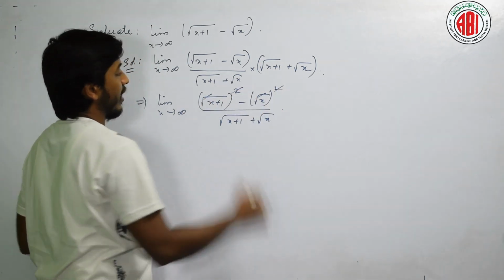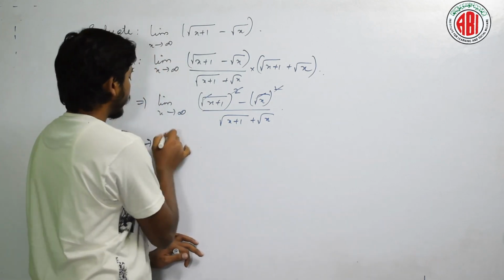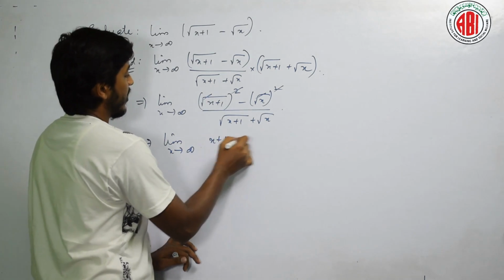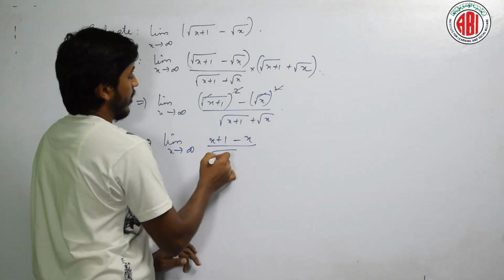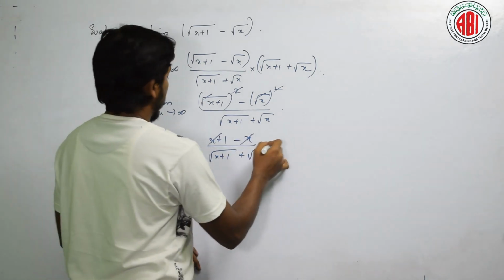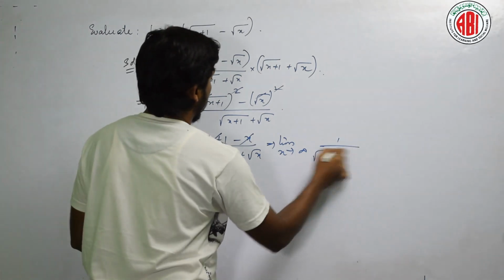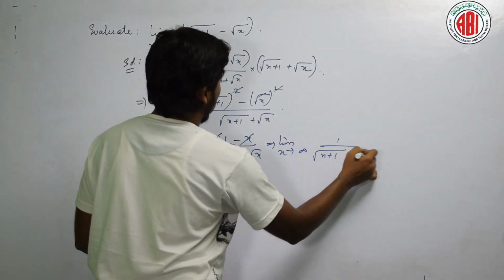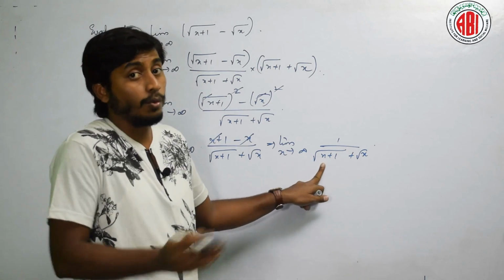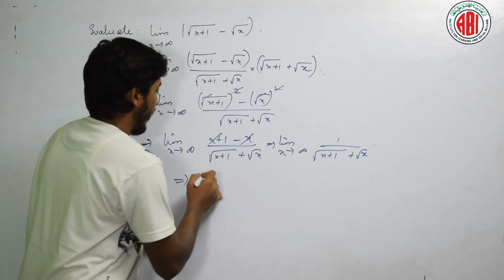This and this both will get cancelled. Okay. That is limit x tends to infinity of x plus 1 minus x divided by root x plus 1 plus root x. Now tell me how to solve. 1 by root x plus 1 plus root x. Can I take x common here? That is, root x will come outside. Yes. Just check what we get.